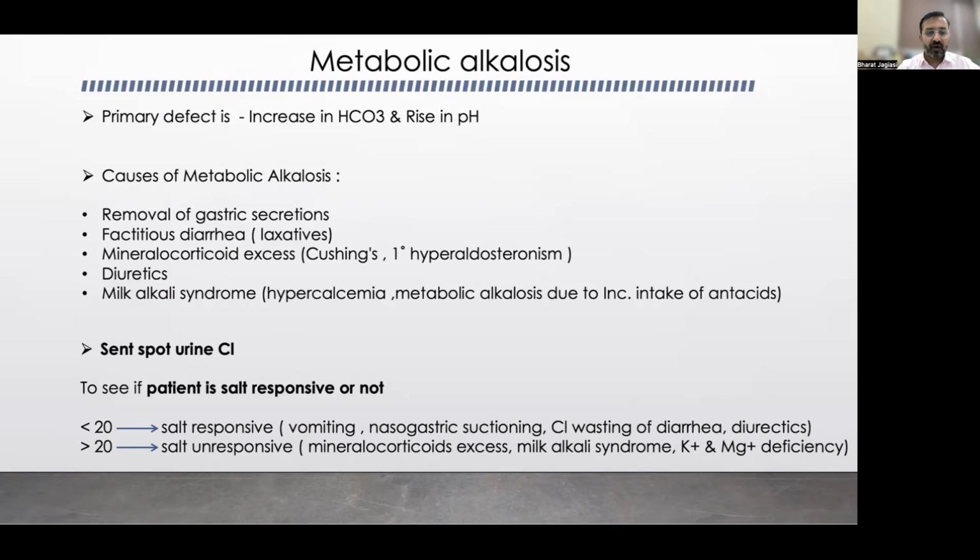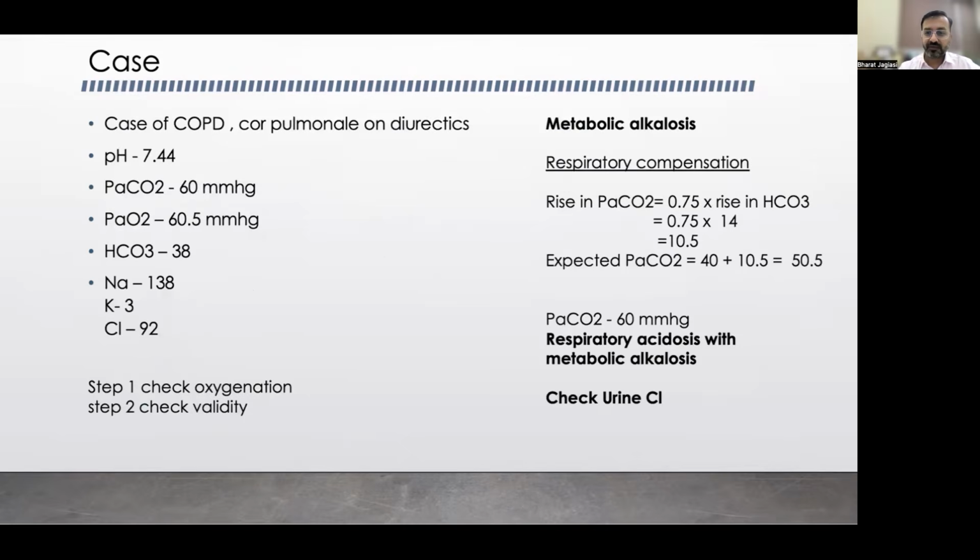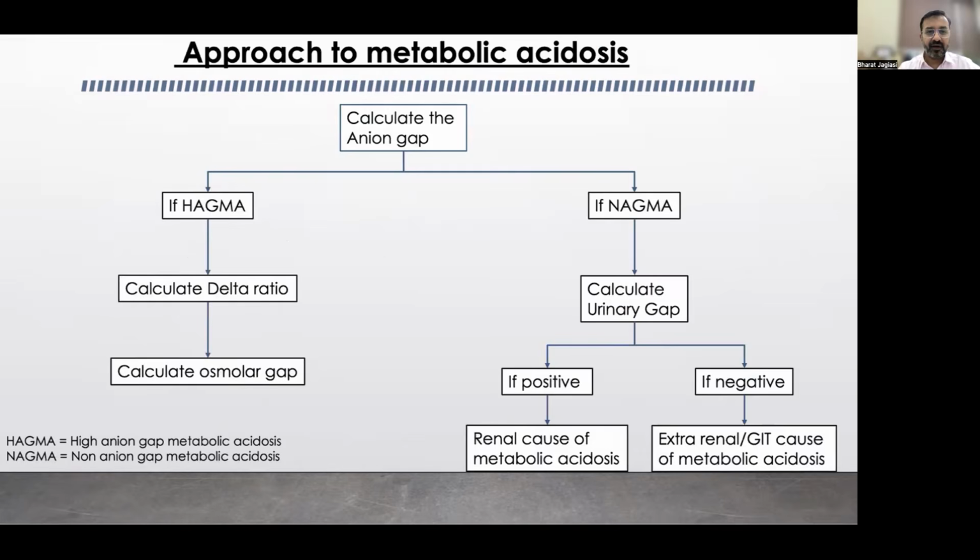This is all what we look into, and always send the spot urine chloride to see if the patient is salt responsive or not. If the spot urine chloride is less than 20, that means the patient is salt responsive. Most probably the causes are vomiting, nasogastric suctioning, or chloride wasting because of diarrhea and diuretics. If the spot chloride is more than 20, the patient is salt resistant. The most common diagnoses are mineralocorticoid excess, milk alkali syndrome, and sodium and magnesium deficiency. So we'll do these cases a little later.